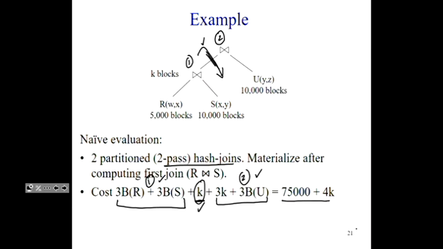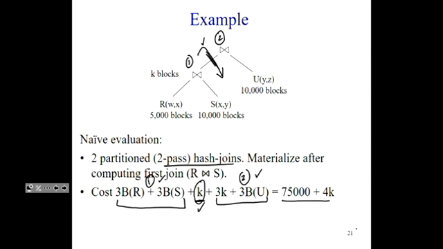Yes? Could you say one more time where the 3's came from? So this is the cost of the partitioned hash join that we considered during the query evaluation portion. Basically you bring in R, hash it into buckets, and write them out. Bring in S, hash into buckets, write it out.